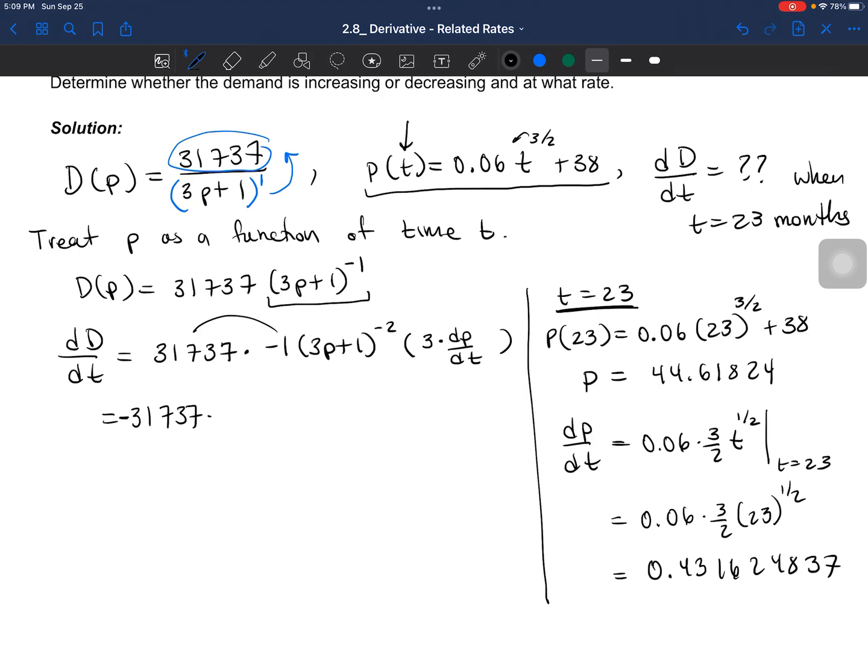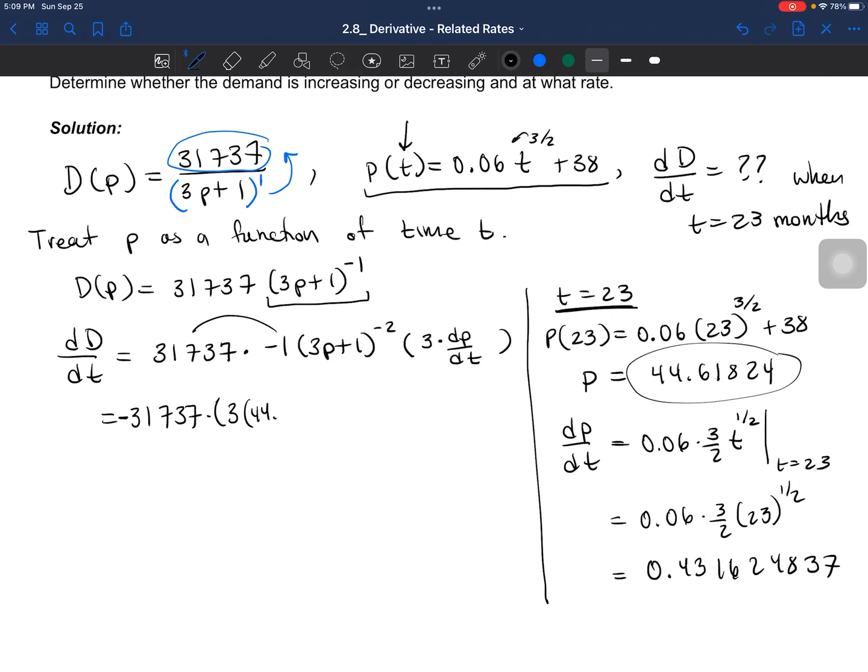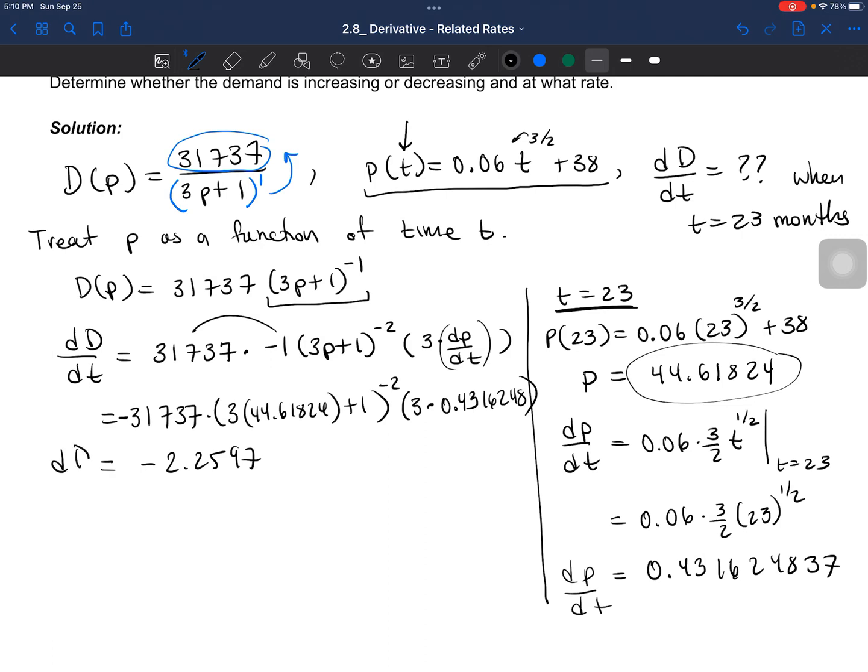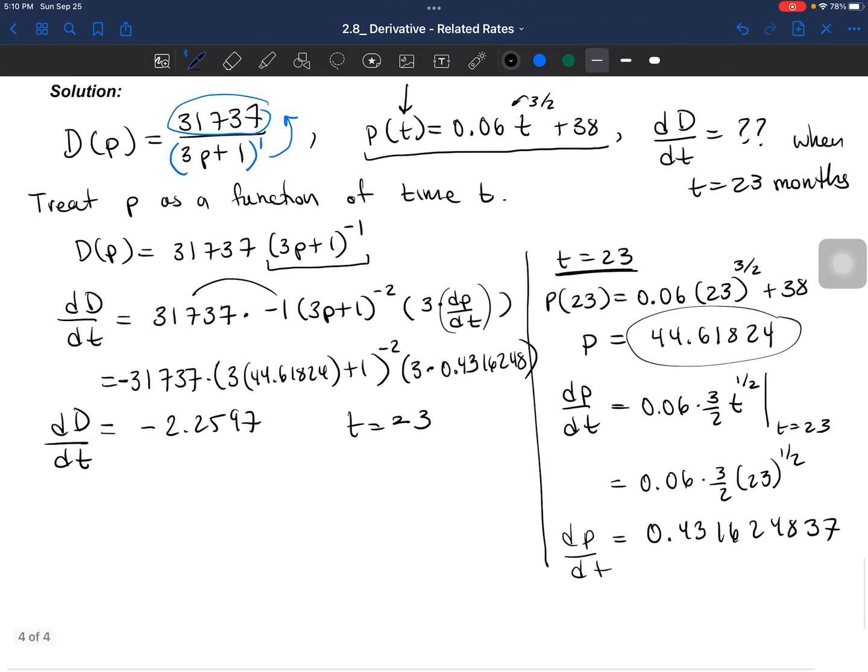Maybe we can multiply these two together. This will give us negative 31,737 times 3 times this number, plus 1 to the negative 2 times 3 times this number, which is right here, dP/dt. So it will be times 0.431624. And when you put this in your calculator, the end result is going to be negative 2.2597, and so on, right? So we found dD/dt whenever t equals 23 months. So depending on the day of the year, or the month, but 23 months.